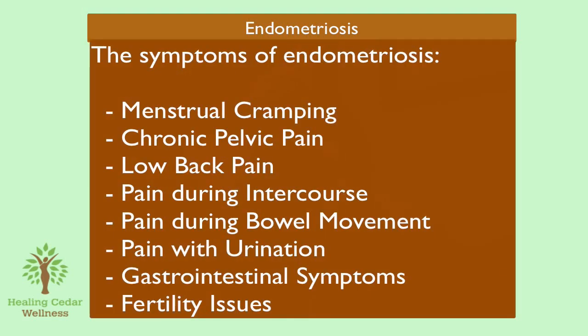The symptoms of endometriosis include menstrual cramping, chronic pelvic pain, low back pain, pain with intercourse, pain with bowel movements, pain with urination, and also gastrointestinal symptoms, specifically diarrhea, constipation, and nausea, more so during your period, but it can occur at any time. And then lastly, there can be infertility issues. And because these symptoms can look like a lot of different types of diseases, diagnosis of endometriosis can be difficult and is often delayed.